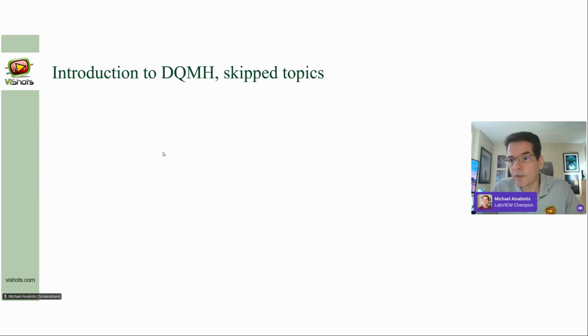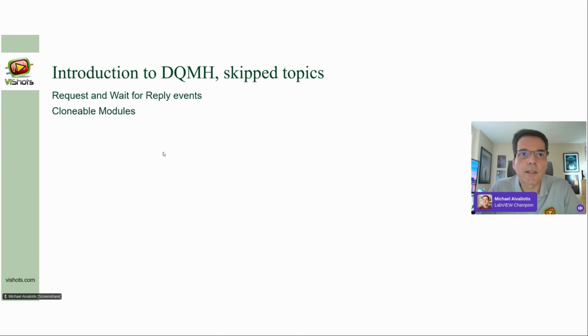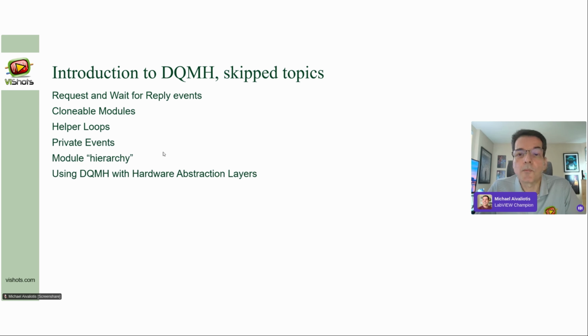Now, if you have viewed Introduction to DQMH, for example, from Darren Nattinger, you'll notice that he left out a lot of things. For example, he didn't discuss request and wait for reply, did not touch on clonable modules, didn't bring up helper loops. What are helper loops? Didn't discuss private events, anything about module hierarchies, using DQMH with abstraction layers and various other best practices, and additional tools like anti-doc and TestStandifier.